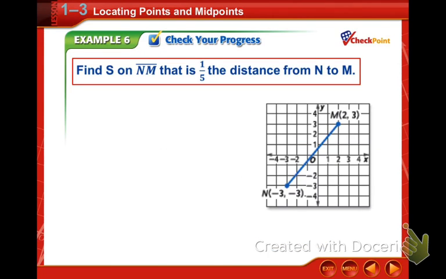Our next one, we're trying to find a portion of a line, a distance from N to M. The way this works is you find the x distance from N to M, then the y distance from N to M, and then you multiply both by 1/5, and you'll get your new coordinate after you add it to the N coordinates. So let me show you what I mean by all that.